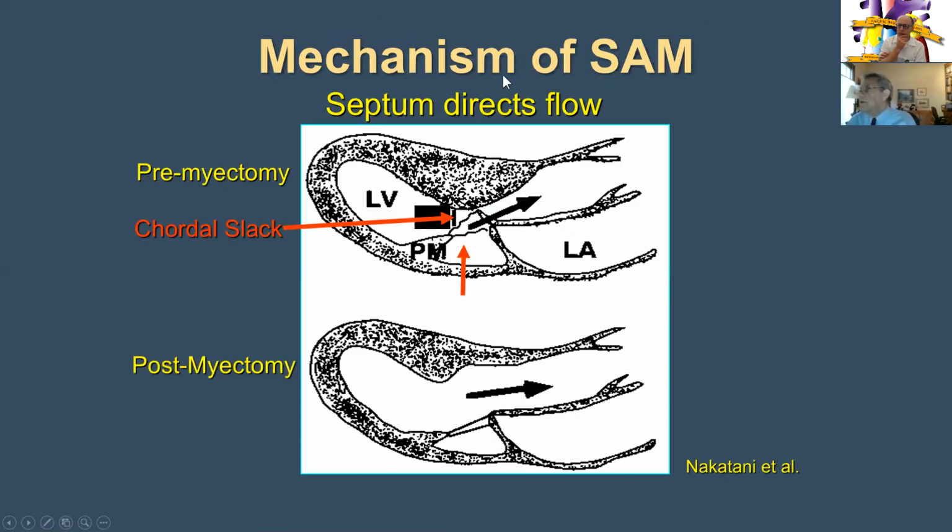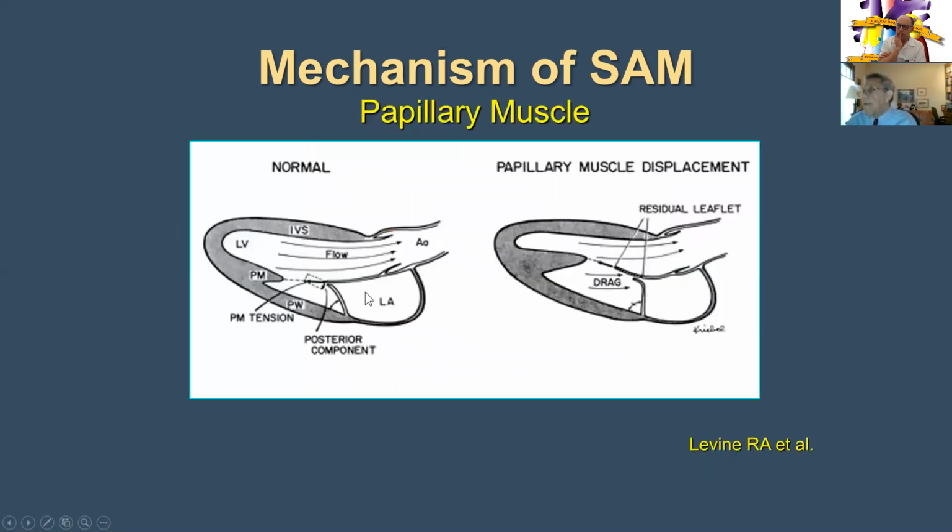Now, this is another diagram showing the mechanism of SAM. This is before the myectomy with chordal slack, and after the myectomy, the leaflet tends to fall backwards. Sometimes we have to remove the slack, but many times we don't have to. But if it's too long, then we have to remove the slack or shorten the anterior leaflet. Now, this is an interesting diagram showing what happens when the papillary muscle is apically displaced. It tends to move the anterior leaflet closer to the septum, and you can get outflow tract obstruction.